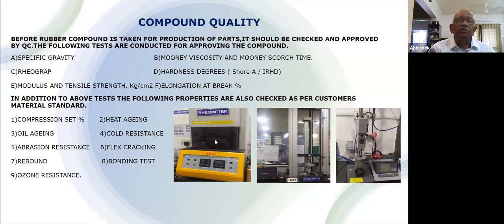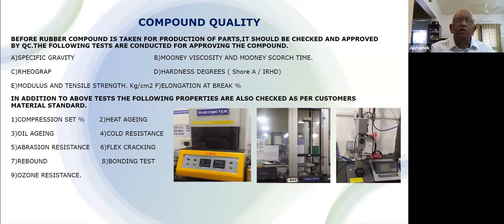Under this, there will be shearing. At the same time, you will get a rheograph. And the rheograph will tell you the initial viscosity of the rubber, the safety of the rubber, which we call the scorch time, the maximum torque it can attain, and the TC90. It is called TC90.